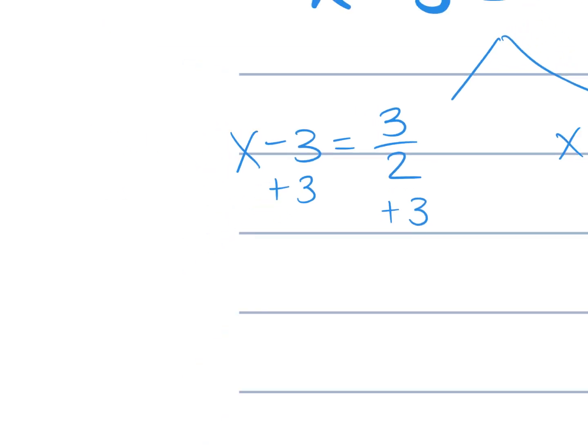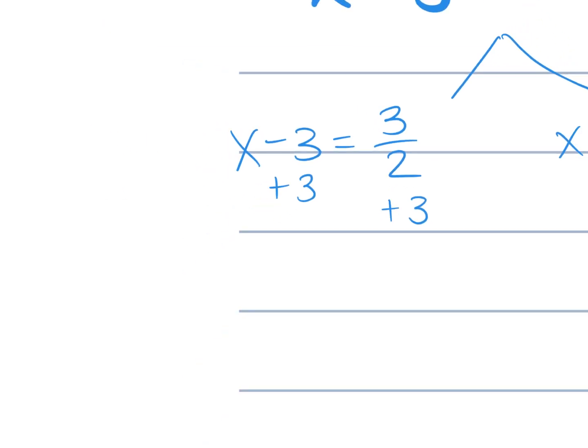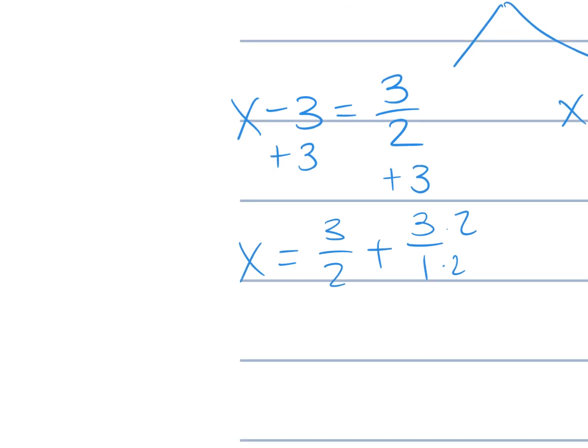But can I add 3 with 3 over 2? No. Not right now. So I'm going to write x equals 3 over 2 plus, what's 3 as a fraction? 3 over 1. Can I add them now? No, still not. Why not? They have to have a common denominator. Which one should I change so they're a common denominator? The second one. What can I do to get a common denominator? Multiply by 2. So multiply by 2 to the top and the bottom. This is going to be x equals 3 over 2 plus 6 over 2.